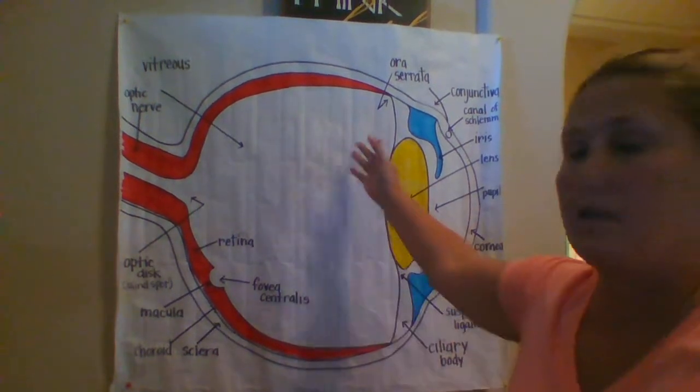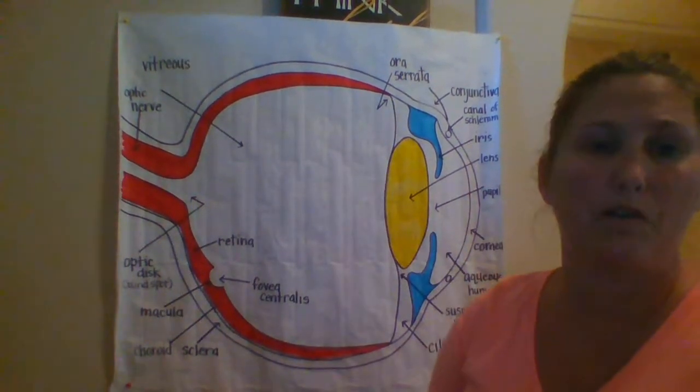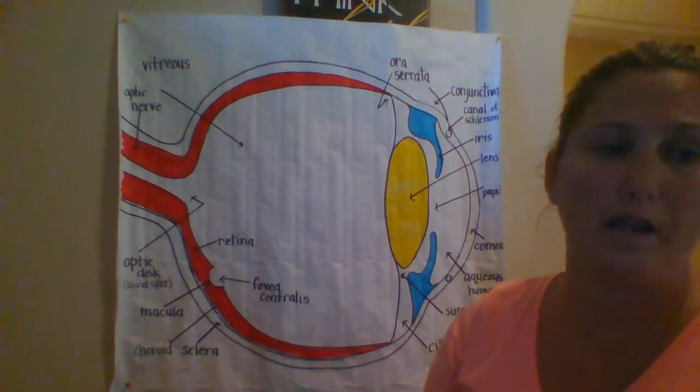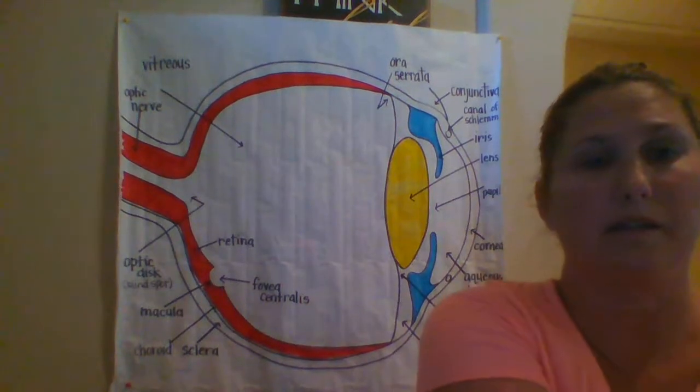The vitreous. The vitreous is in the posterior chamber. It is a clear jelly that fills the eyeball behind the lens. It supports shape and it transmits light.